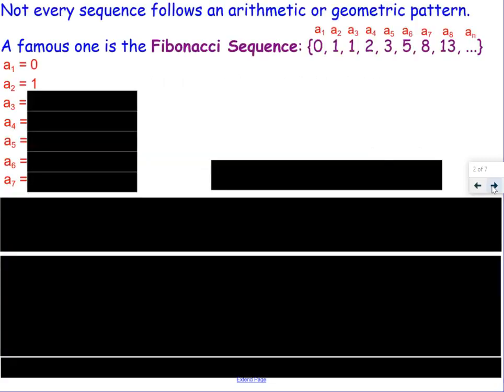So not every sequence follows an arithmetic or geometric pattern. A famous one is called the Fibonacci sequence. The first term is 0, the second term is 1, the third term is 1, the fourth term is 2, then 3, then 5, then 8, then 13, so on forever. There is a pattern here.